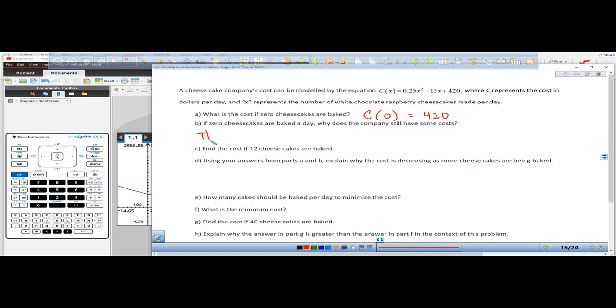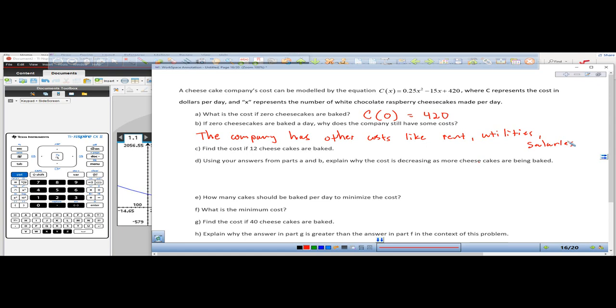Basically, the company has other costs, right? Like maybe rent, utilities, salaries, right? They have to pay their employees. So since the company has other costs, it doesn't matter if they make 0 cheesecakes. They're still going to have some sort of cost because they have other things that they have to pay for.